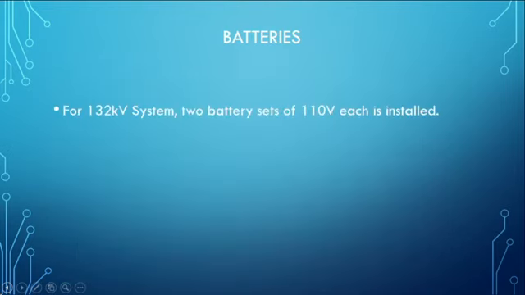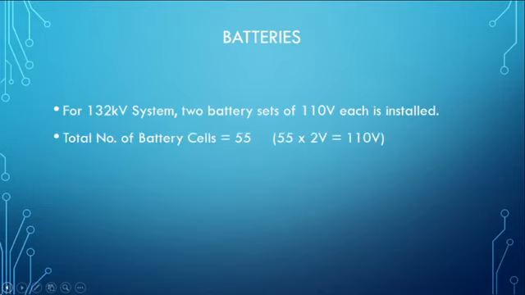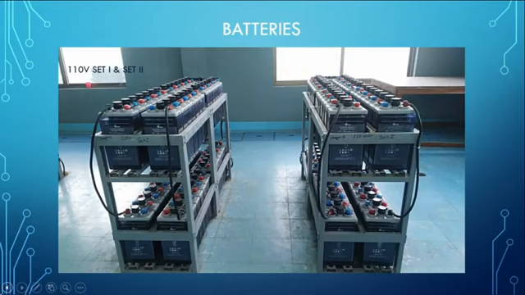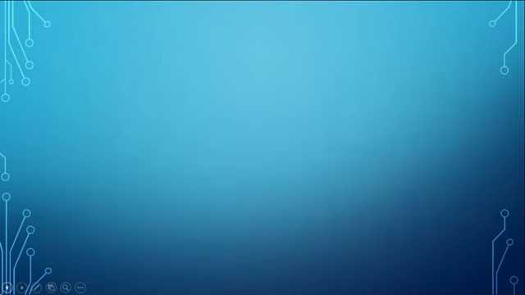For a 132 kV system, 2 battery sets of 110 volt each are installed. Total number of battery cells is equal to 55, that is 55 multiplied by 2 volt is equal to 110 volt. The relays installed on the 132 kV system operate on 110 volt. Now these are two sets of 110 volt each. Each set has a total of 55 battery cells.